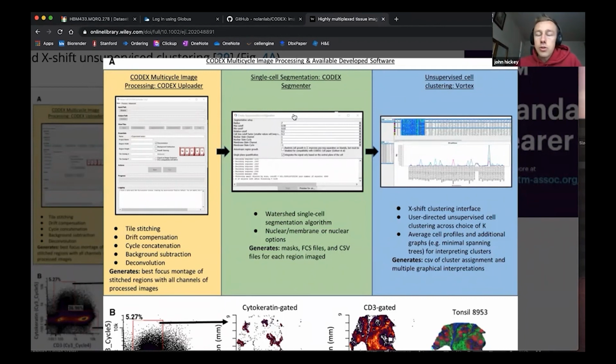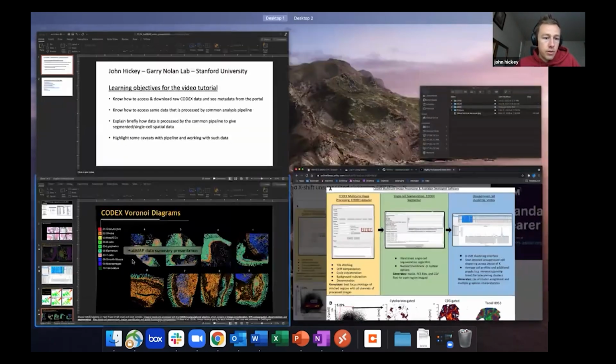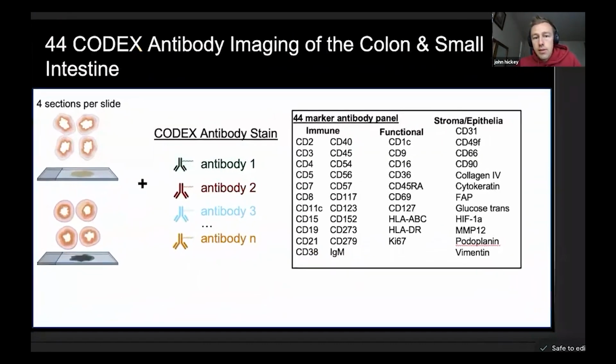So this is something that you can do if you download the data raw, you process using this processor, then segment, and then do unsupervised clustering to get cell types. And then I can show you some data of how that could be useful. So this is data that we've actually uploaded already to HuBMAP. And what we're doing at Stanford is looking at the small intestine and colon. And so what we do is we take 4 different sections from different areas of the small intestine and 4 different areas of the colon.